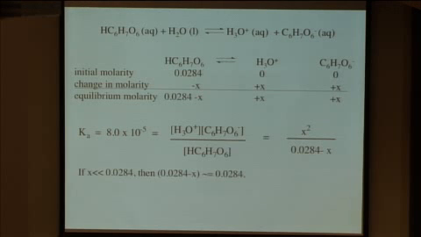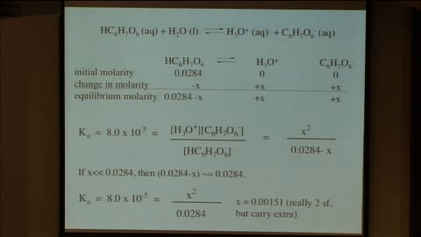Now you can make an assumption when you're working on these problems and check it later. So you can make the assumption that x is really kind of small compared to this 0.0284, and you can just drop this x out of the term here. And then check later and see if that worked or not. So that makes the math easier, and so now we can just solve for x, and x comes out to be 0.00151. They're really two significant figures, but we're going to carry an extra one for the moment. So there are just two significant figures here.